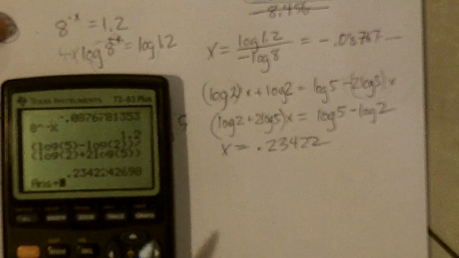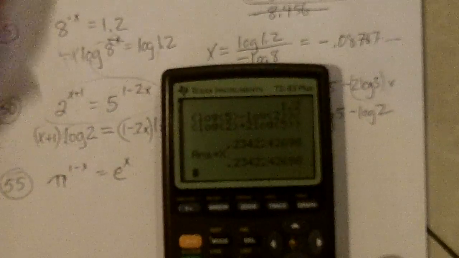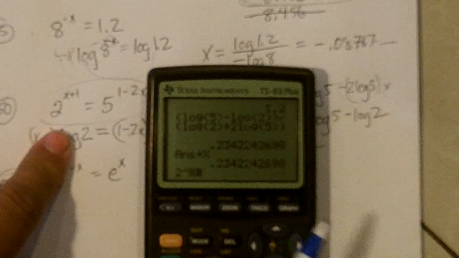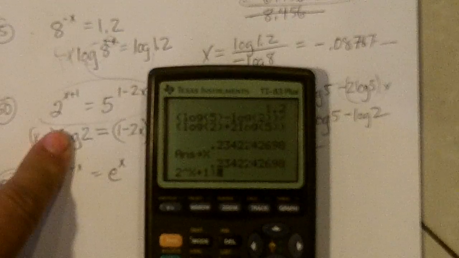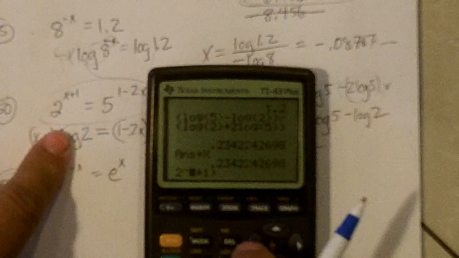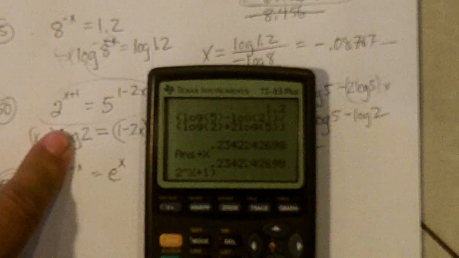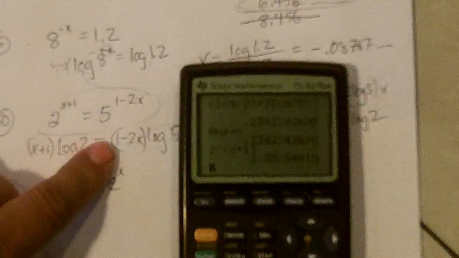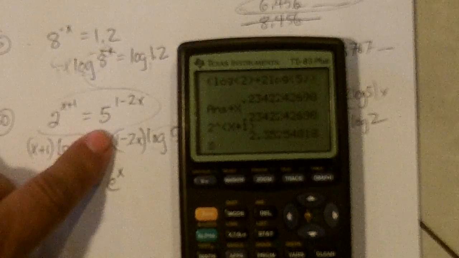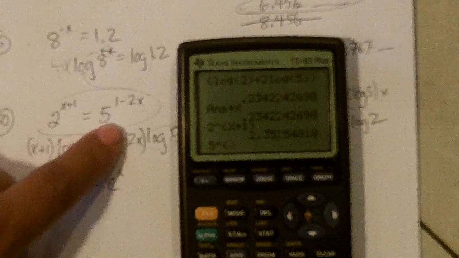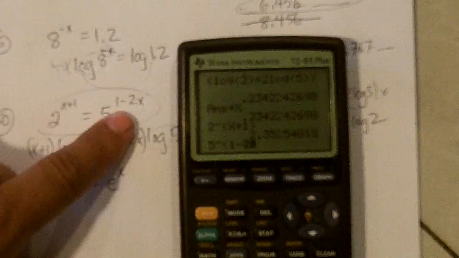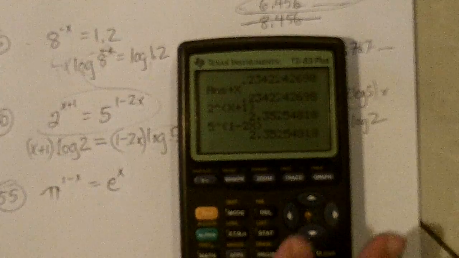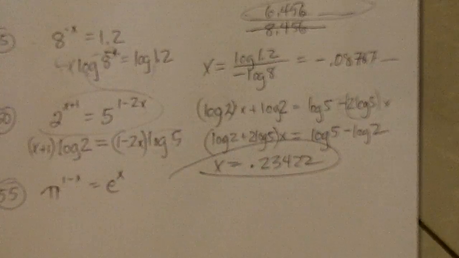I'm going to store that in x, and then I'm going to type in 2 to the x plus 1. Oop, need the parenthesis in there. 2 to the (x plus 1) is 2.35. Now take 5 to the parenthesis 1 minus 2x, close parenthesis, and I get exactly the same number. So I did it right.